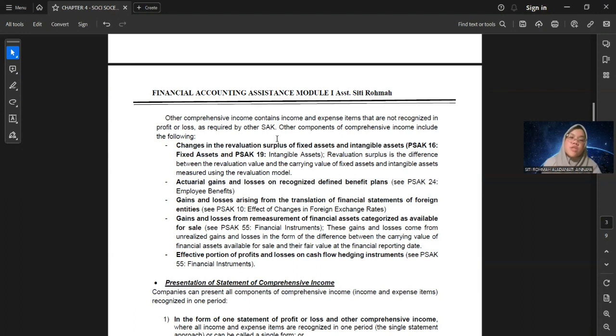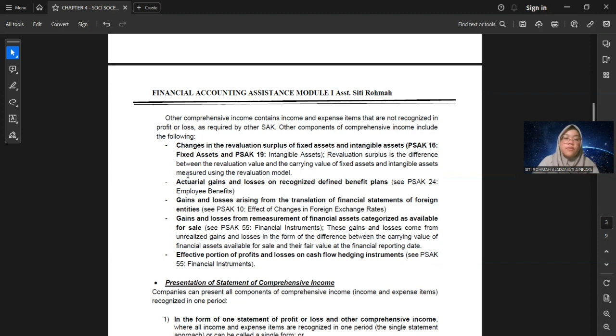The first one is change in revaluation surplus of fixed assets and intangible assets. We can see it at PSAK 60 about fixed assets, and PSAK 90 about intangible assets.